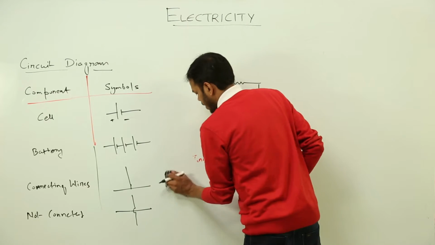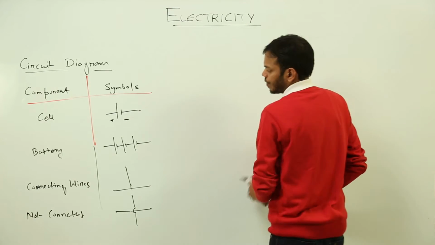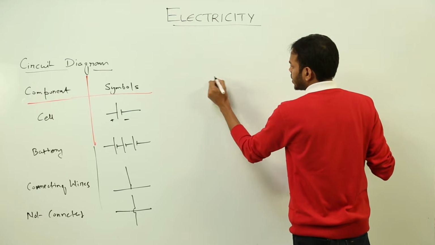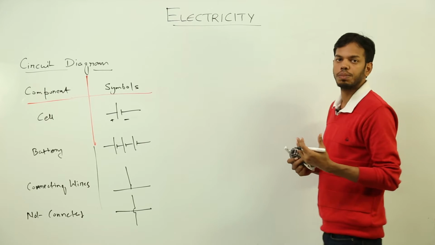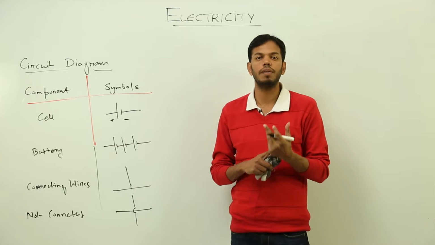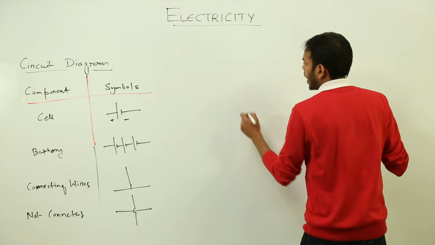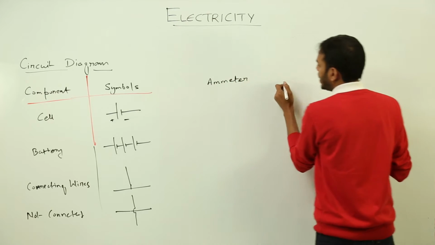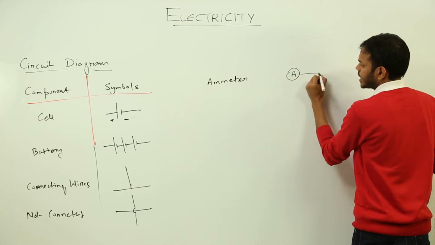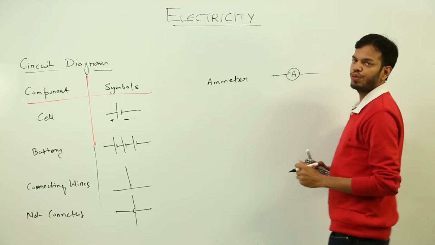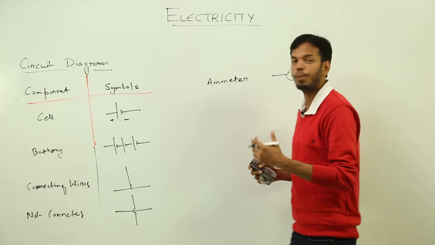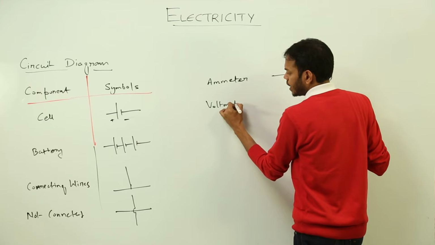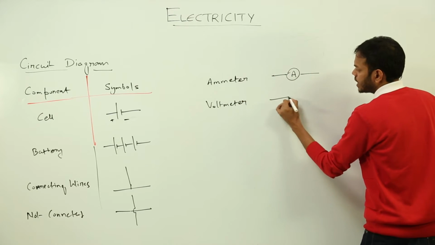Alright, next, after connecting and non-connecting wires, we have a device which measures the value of current flowing in a circuit. That is called an ammeter. An ammeter is represented with this. And there is another device which measures the voltage or potential difference in a circuit. That is called a voltmeter. The symbol is this.